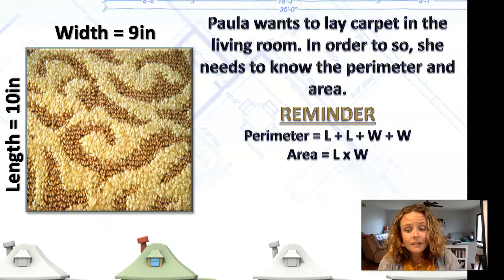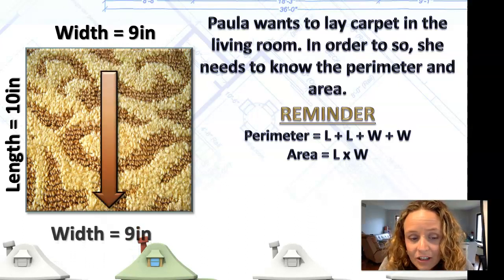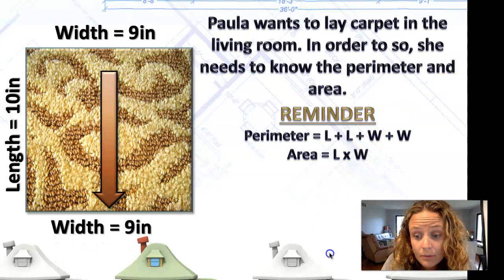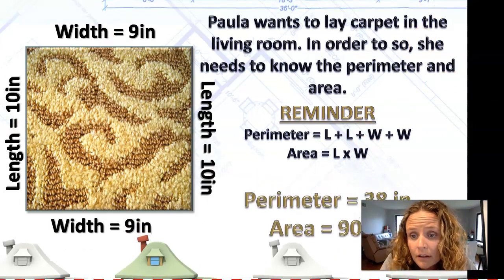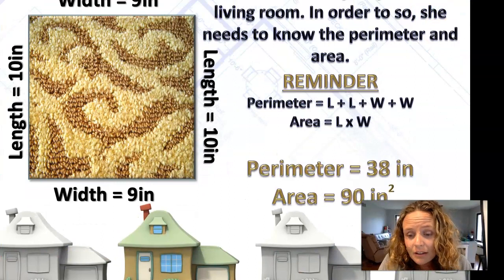Area, we're talking about the length times the width. 10 times 9, 90, you got it. Inches squared. Go ahead and add that inches squared, because when we're talking about area, that label is so important. Alrighty, inches squared, there it is.